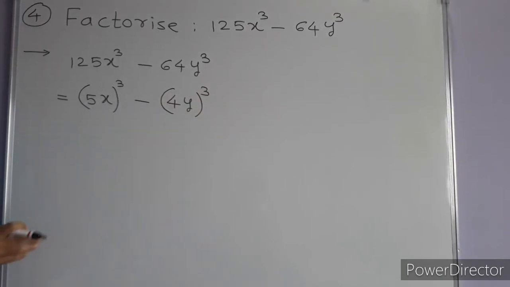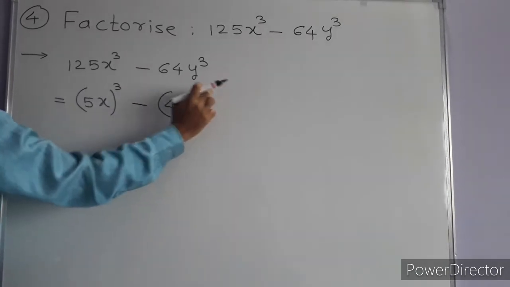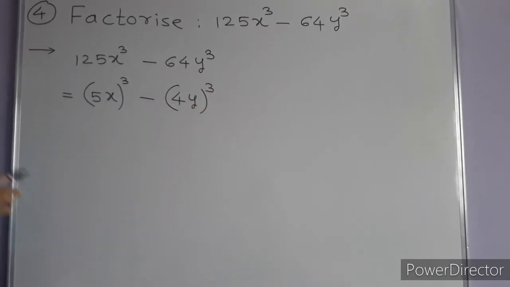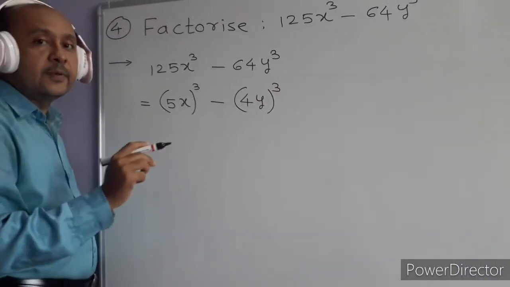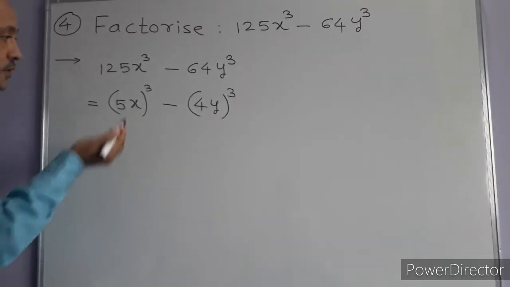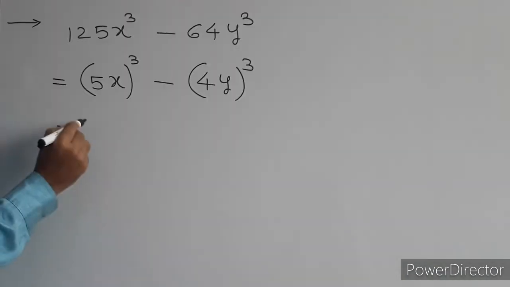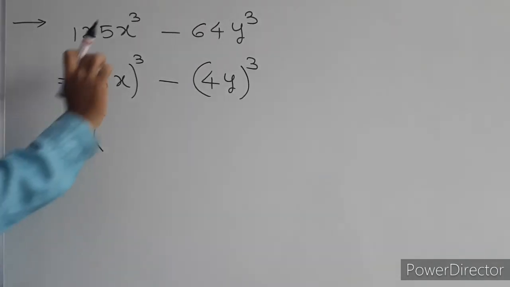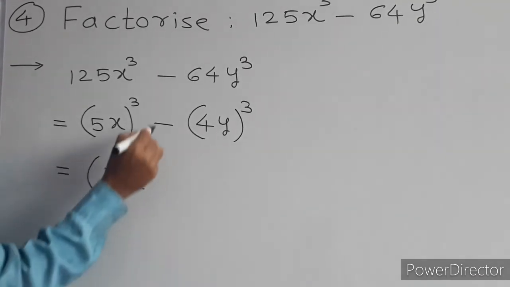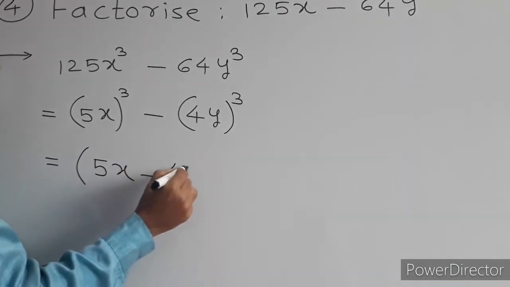Then recall the identity here, recall the factorization formula here, that is the difference of two cubes. So what is the formula? a cube minus b cube is equal to first bracket (a minus b), second bracket (a square plus ab plus b square). So let us use the formula here. How to write the first bracket? Removing the cubes. So if you remove the cube from here, we'll get here 5x, then minus sign as it is. Then just remove the cube from here, we'll get 4y.